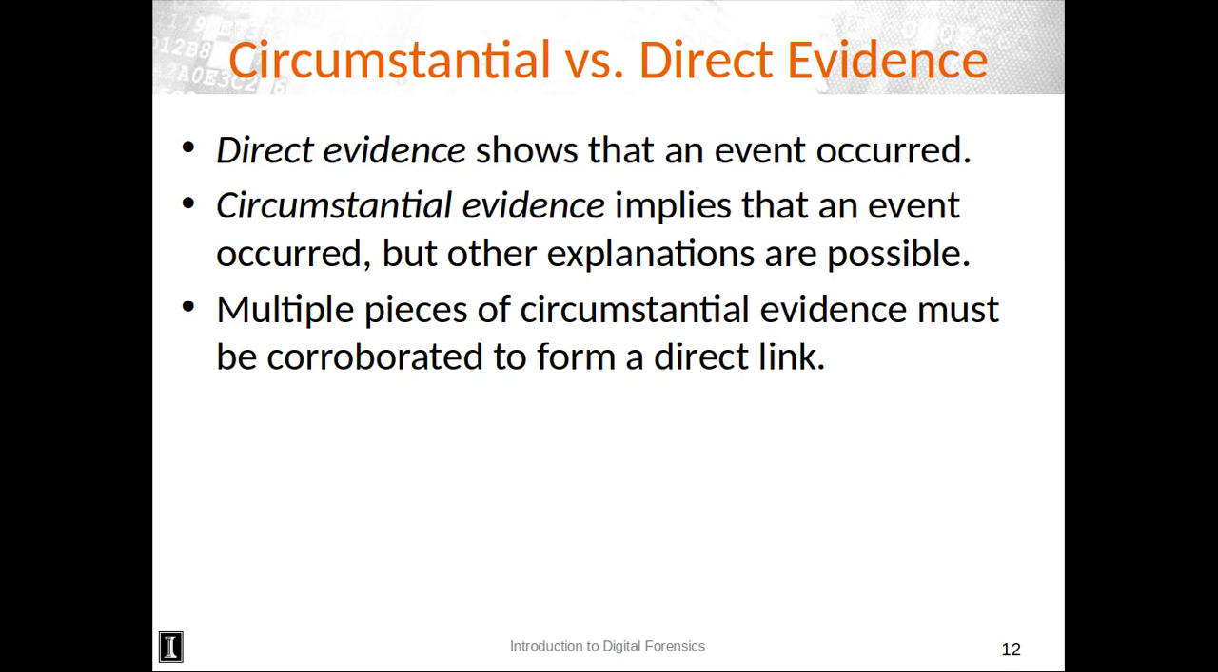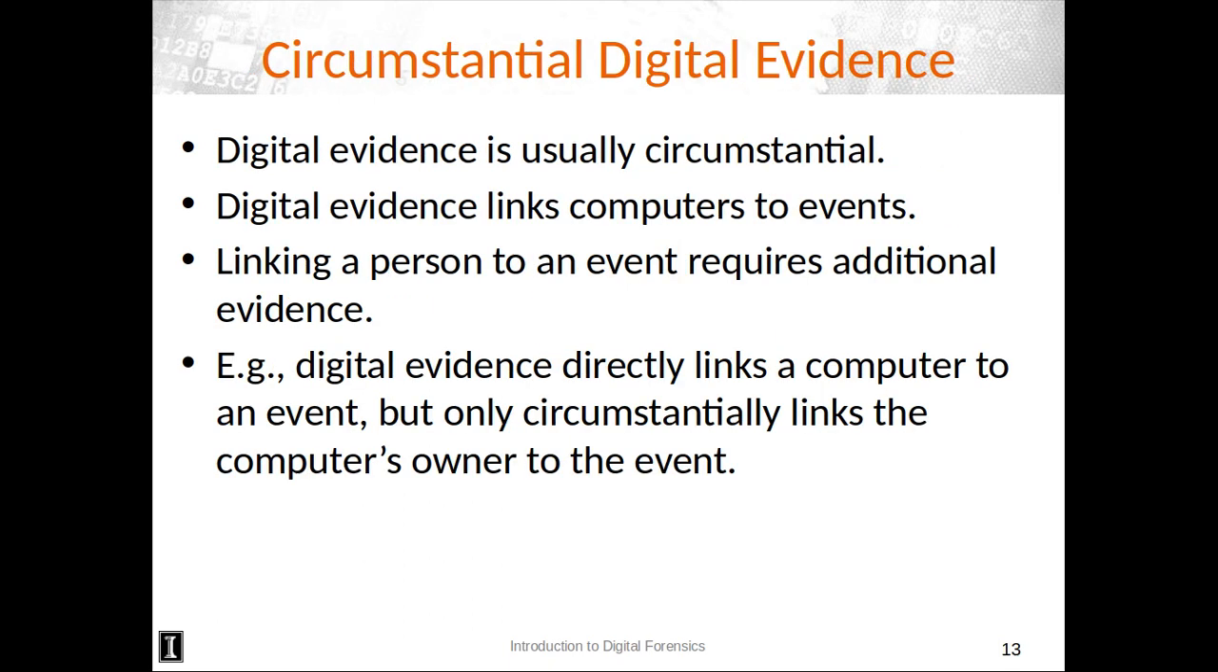But a lot of the things we rely on are circumstantial evidence, and that's why we need to be careful, because circumstantial evidence, if we over-rely on it, can lead us to the wrong conclusion. Multiple pieces of circumstantial evidence, however, can help us corroborate a hypothesis. So what about circumstantial evidence and its relationship to digital evidence? All right, here's the thing. Digital evidence is usually circumstantial.